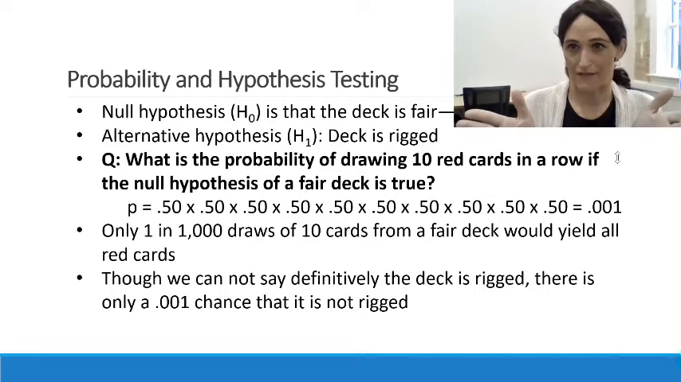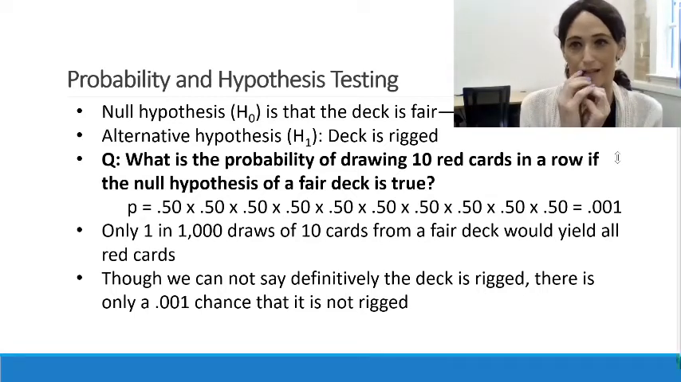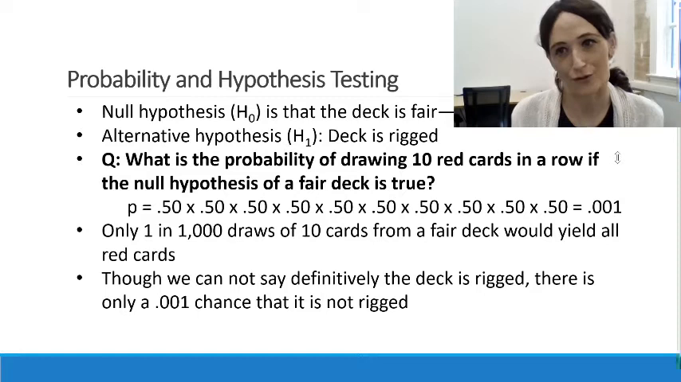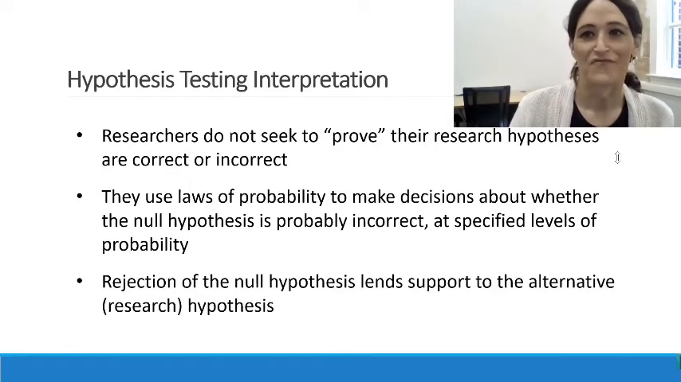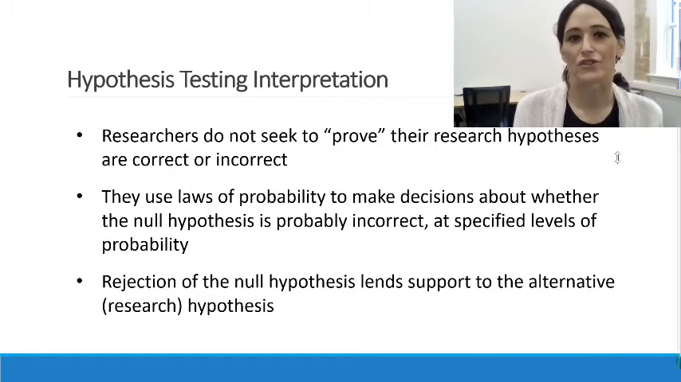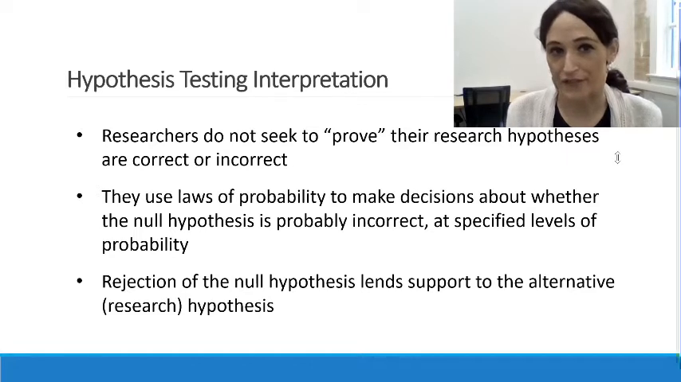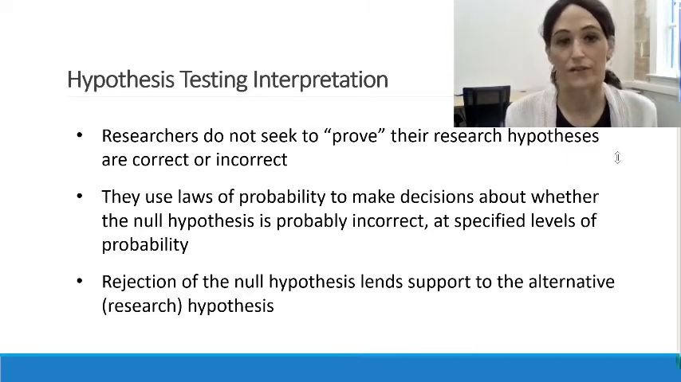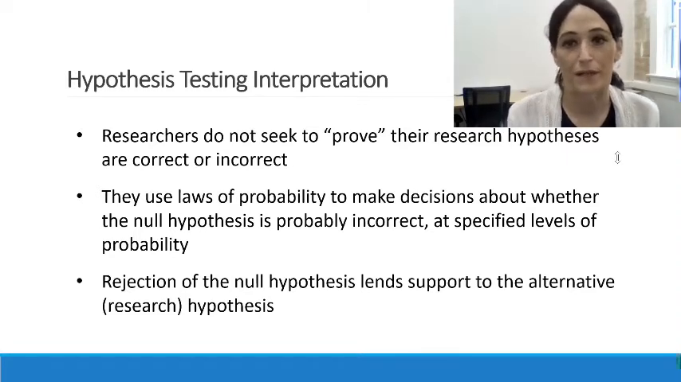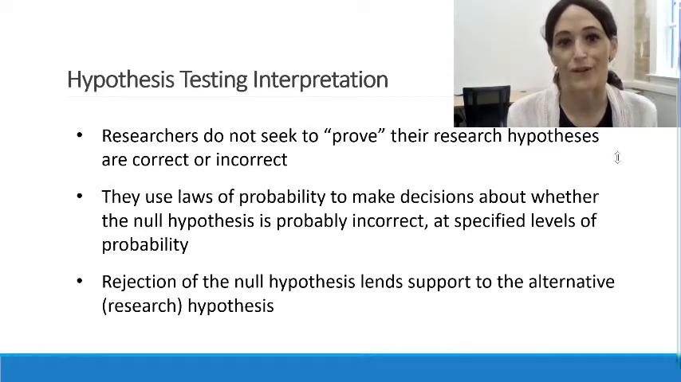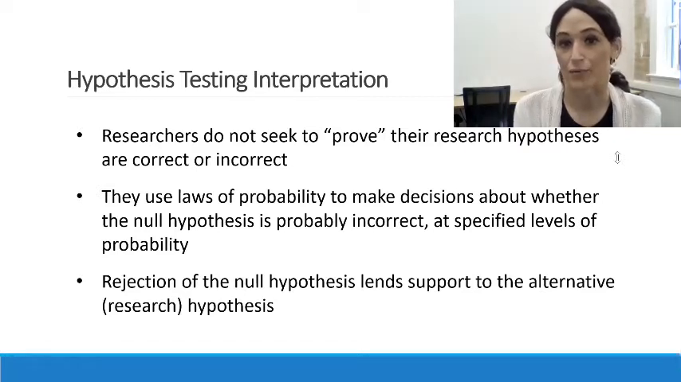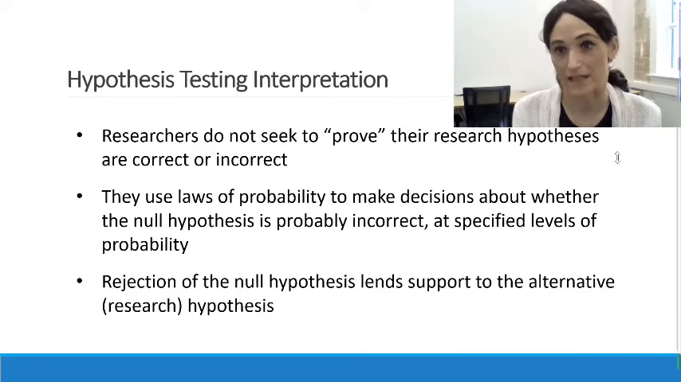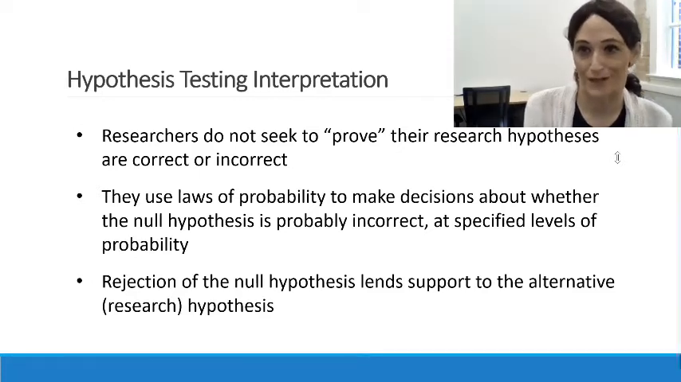Okay, so we're going to assume that it's not. And how much evidence is there that it is not rigged? Here it sounds like we got 10 in a row. It's highly unlikely that it's not either rigged or poorly shuffled. So researchers do not seek to prove their research hypothesis is correct or incorrect, but we are going to use the laws of probability to make decisions about whether the null hypothesis is probably incorrect at specified levels of probability.